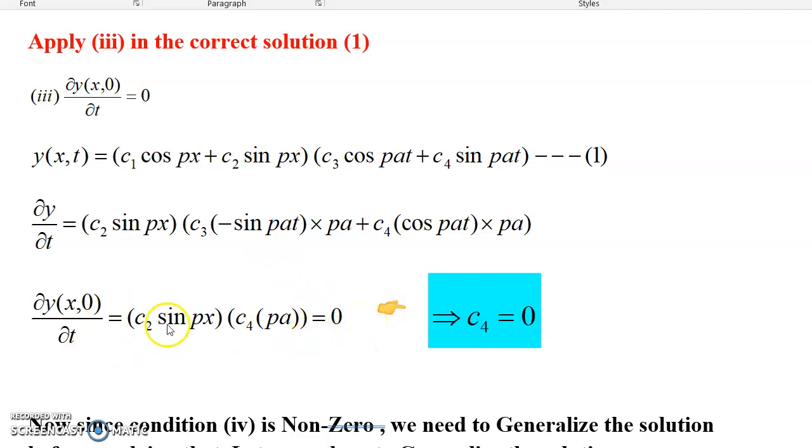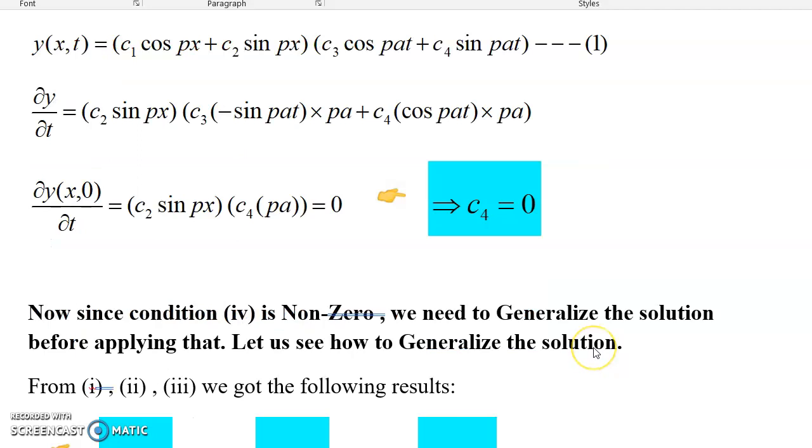So from here, the condition says the final answer is 0. Which has to be 0? C4 will be 0, because we don't touch any term having a variable, and p, a are all fixed constants. So you should not touch them. C4 has to be 0. So the third condition also we have applied.